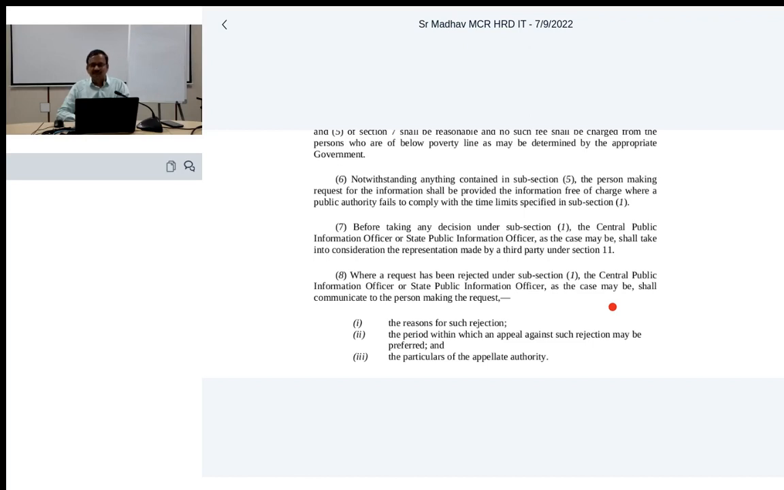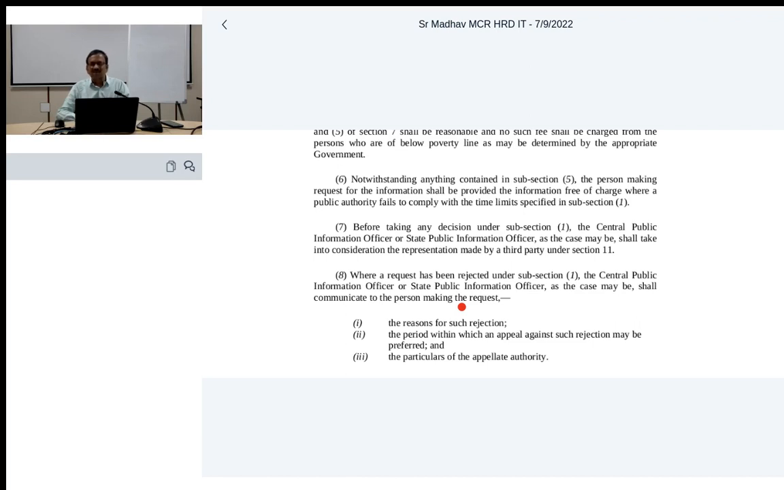But this is not simple, slightly complicated. What does the Act say? The Act says that where a request has been rejected, the PAO shall communicate to the requester some information. So what is that communication? The communication is a speaking order. Here, why should the PAO issue a speaking order? What is the requirement of a communication and what are the contents of the communication? So we have two questions to discuss.